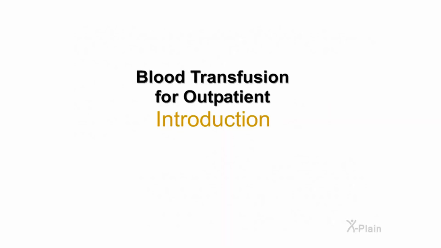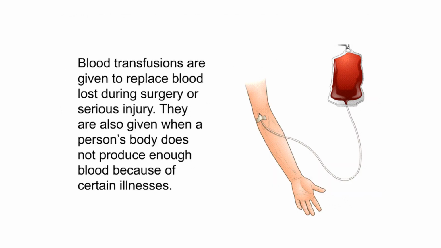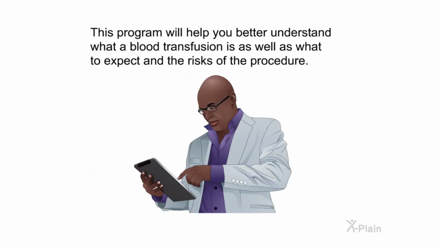Blood transfusion for outpatient. Introduction. Blood transfusions are very common. Each year, almost 5 million Americans need a blood transfusion. Blood transfusions are given to replace blood loss during surgery or serious injury. They are also given when a person's body does not produce enough blood because of certain illnesses. This program will help you better understand what a blood transfusion is, as well as what to expect and the risks of the procedure.